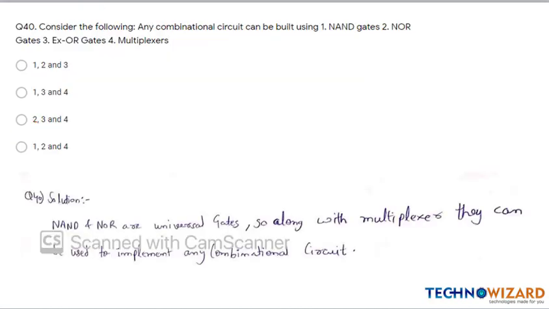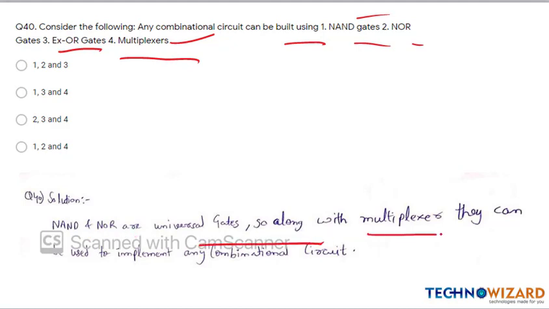Question number 40. Consider the following: any combinational circuit can be built using NAND gate, NOR gate, XOR gate and multiplexers. Now NAND and NOR gates are universal gates. Therefore, we can implement any combinational circuit with the help of these, and also MUX. We don't need XOR gate because we can implement XOR gate with the help of NAND and NOR. So along with multiplexer, they can be used to implement any combinational circuit. Therefore, 1 to 4 is the correct answer.